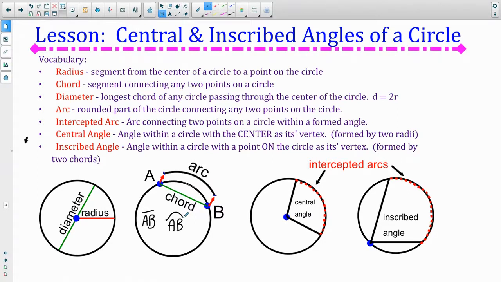And finally, inscribed angles. An angle within a circle with a point on the circle as its vertex. And it's formed by 2 chords. As you could see in that last picture, the vertex of that angle is also on the circle. So those are the basic vocabulary words of this lesson.